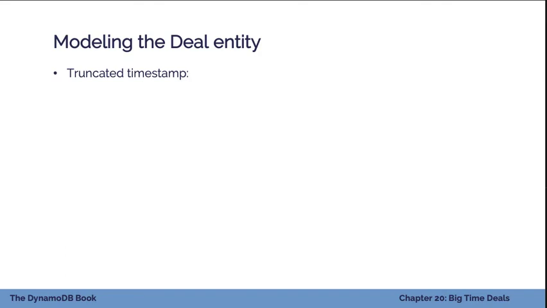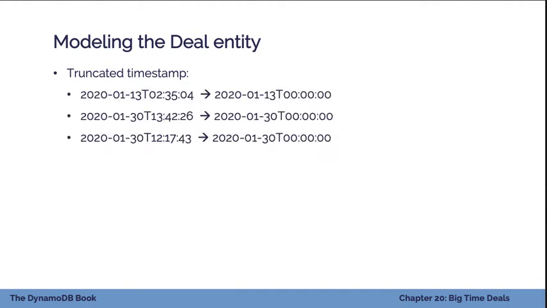So let's talk about what I mean by a truncated timestamp. What we're going to do is take a timestamp that's pretty specific, all the way down to a second, and truncate it to something less granular, either a day or a week or a month. I've got a couple examples here. On the left is that very specific timestamp, and then on the right is that timestamp truncated down to a day. If you look at that first timestamp, this is for January 13th, at 2:35 in the morning. But on the right, we've truncated it down so it just says January 13th, which means all the deals that were created on January 13th are going to be together in the same partition key, same item collection.